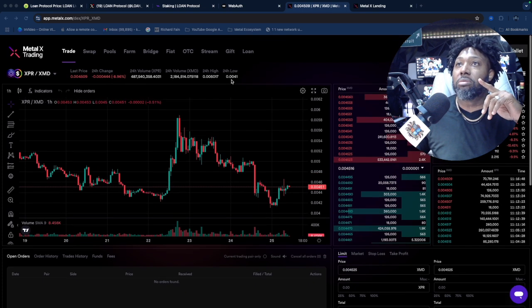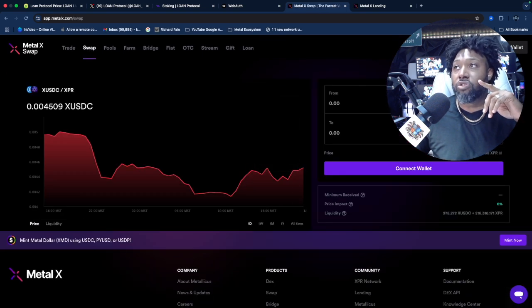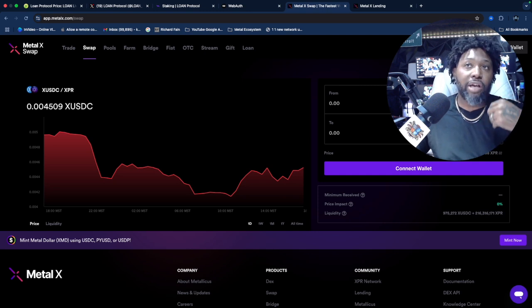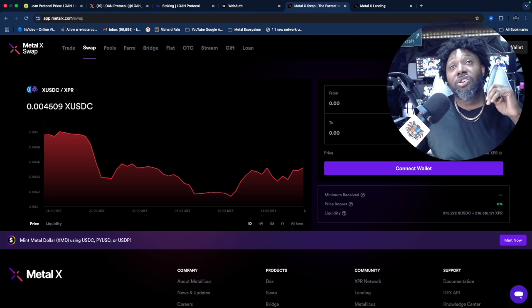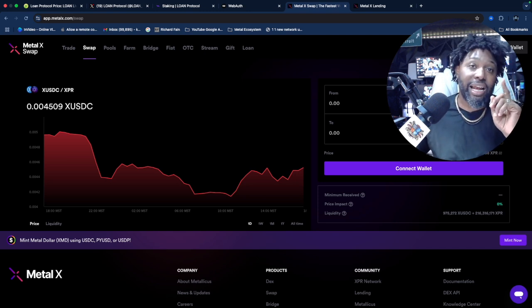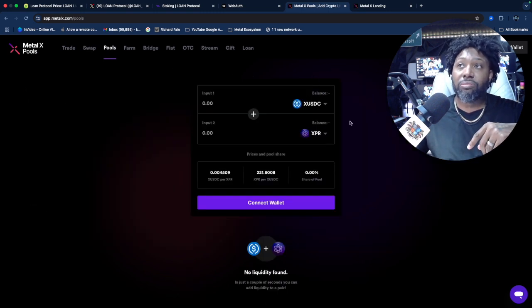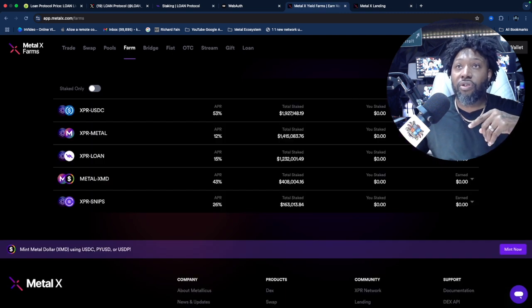Where we at? We can go back up here. We can go over here. You can swap tokens over here. I hope you guys know this is just like a Coinbase or another centralized wallet, but the difference is you get all of the crypto from both the decentralized side of the house and the centralized side. You got your pools right here. You got your farming. Those of you who are into farming, you can do that.